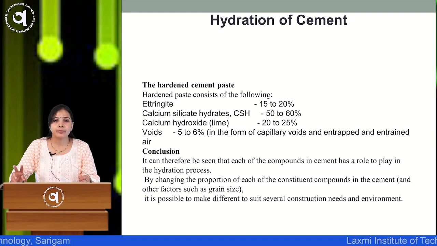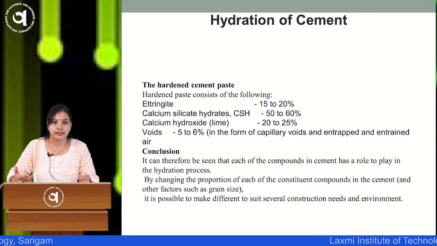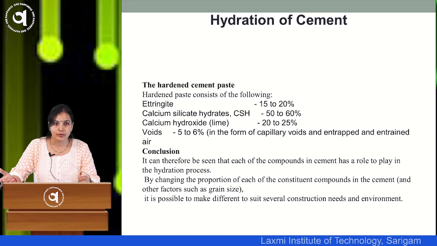So this you must know for the hydration of the cement. The hardened cement paste contains the following chemicals: ettringite 15 to 20%, calcium silicate hydrate C-S-H 50 to 60%, calcium hydroxide lime 20 to 25%, and voids 5 to 6% in the form of capillary voids and trapped and entrained air.